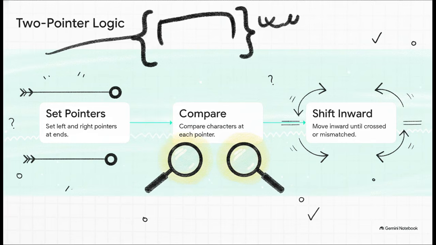Step 1, we set indicator variables at both extremes. So index 0 and the final negative index. Step 2, we evaluate them for equality. And step 3, we methodically shift them inward, step by tiny step, until they either cross in the middle, which confirms symmetry, or they hit a mismatch.